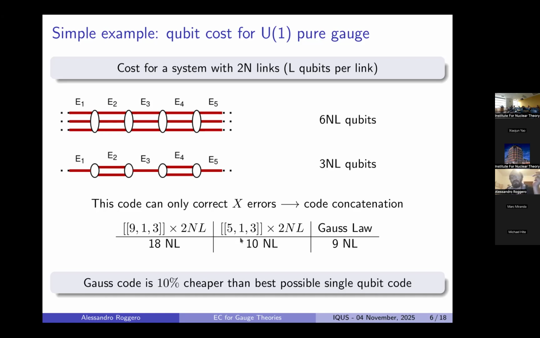If you use the best possible single qubit code that you can find, that's the 5-1-3. That allows you to go down to 10NL. But keep in mind that this one here is designed to work for any simulation that is supported on 2NL logical qubits, right? Using the Gauss law code, we can shave 10% of this cost. So that's one of the motivations for trying to use an error correcting code which embeds the gauge symmetry that you have directly, to make it cheaper.